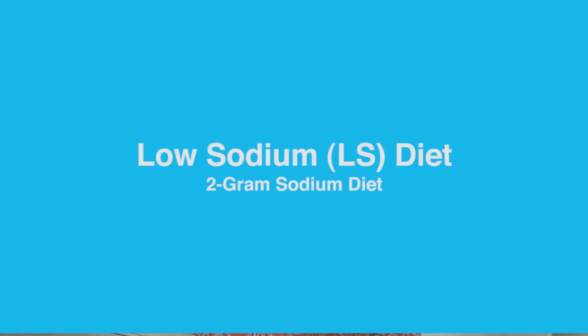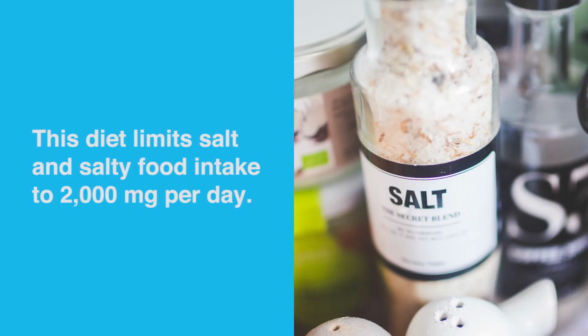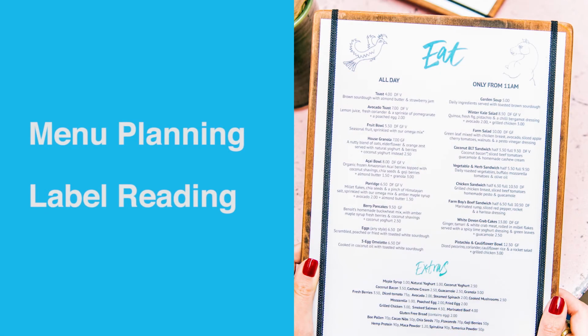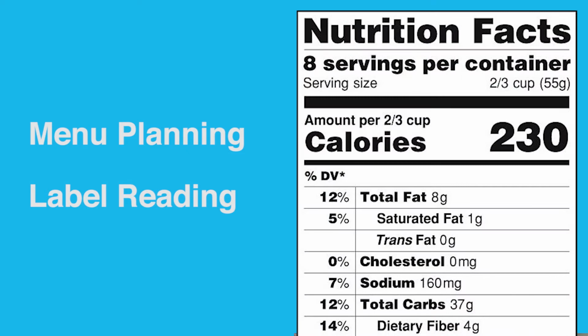A low-sodium diet, which is also called a 2-gram sodium diet, limits salt and salty food intake to 2,000 milligrams a day. Careful menu planning and label reading are very important when it comes to implementing a low-sodium diet order.